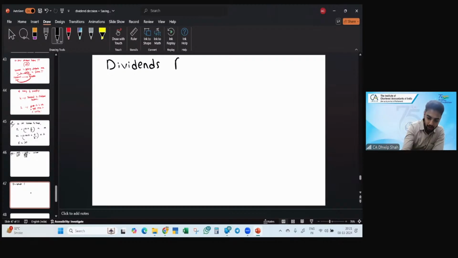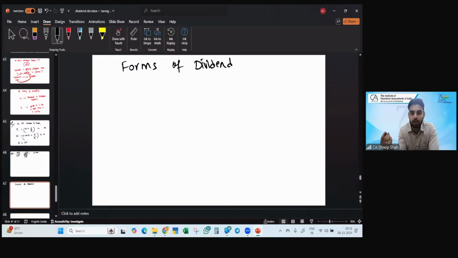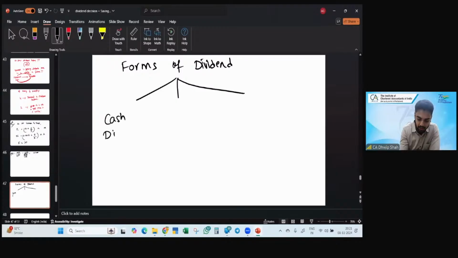Forms of dividend distribution. How can a company pay dividend? There are different forms of dividend payment by the company. Ideally, there are three ways of paying dividend. One is to directly pay cash to the shareholders. We call it cash dividend. Yes or no? We term it as cash dividend.